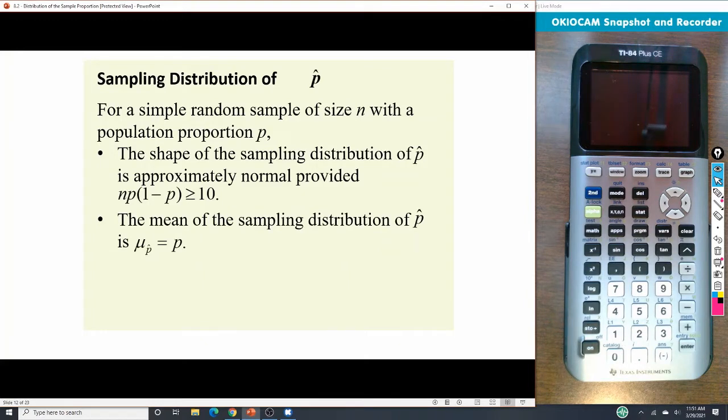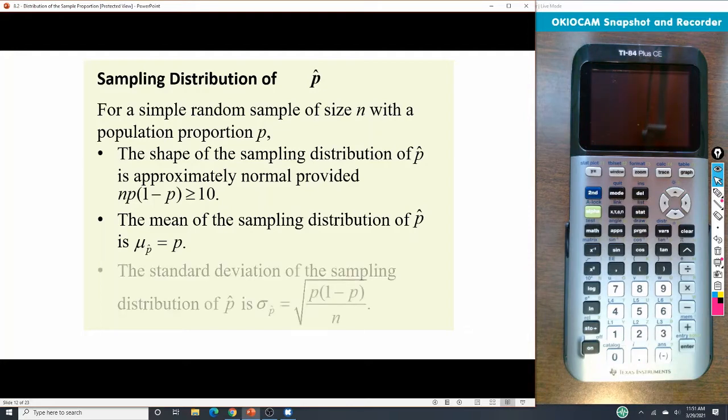Now the mean of our sampling distribution will equal the proportion of the population. So the mean of p hat will equal p. And finally, the standard deviation, we said it would get smaller, falls within this formula. The standard deviation of p hat equals the square root of p times 1 minus p, divided by n, all of that under the square root. Those are formulas that we're going to need moving forward.